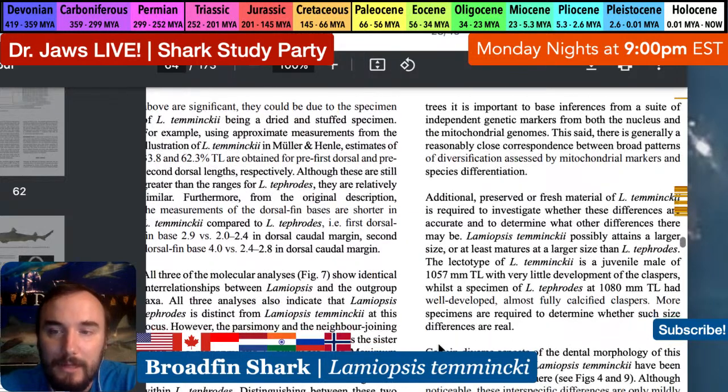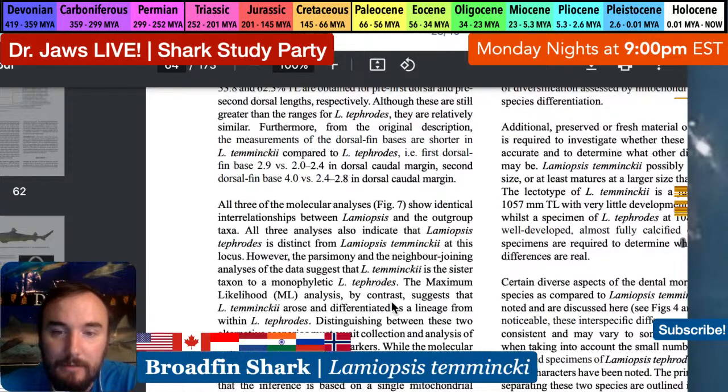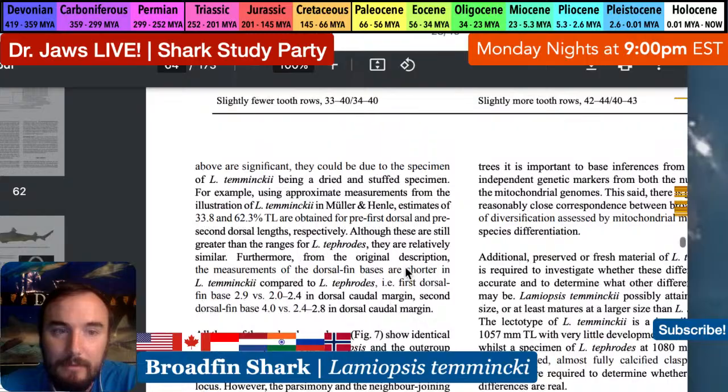So, we'll wrap up. We already picked our shark for next week, which is going to be the clouded angel shark, which is a great choice. And then we'll wrap up here.